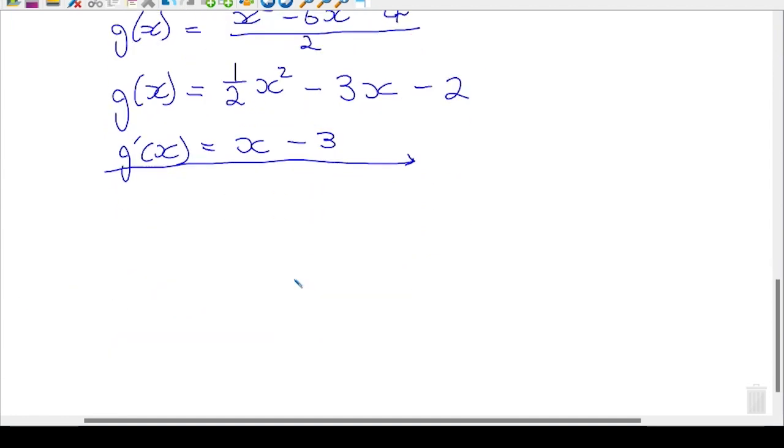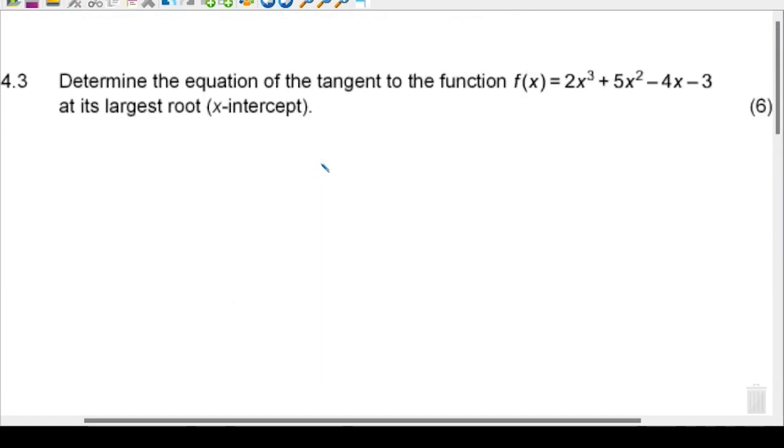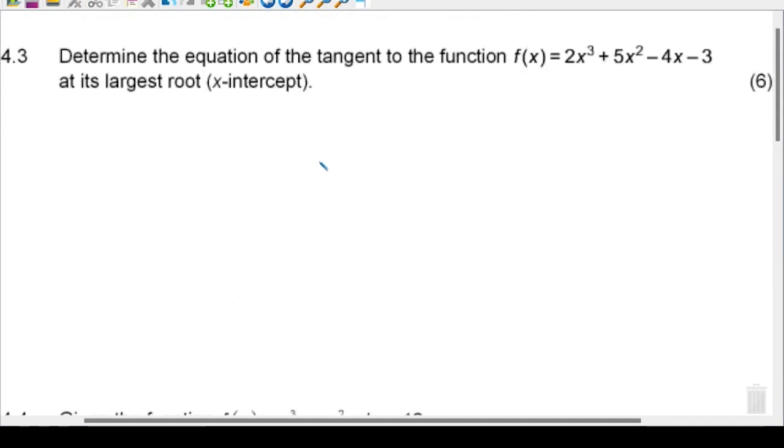Okay, the next question we're going to look at is the following one. All right. It says determine the equation of the tangent to this function at its largest root, its largest x-intercept. Okay, it's a cubic function. It actually goes, it looks something like this. It goes uphill first and then downhill and then uphill again.